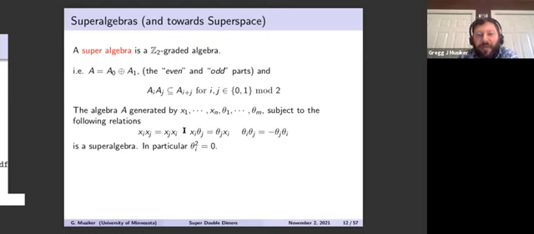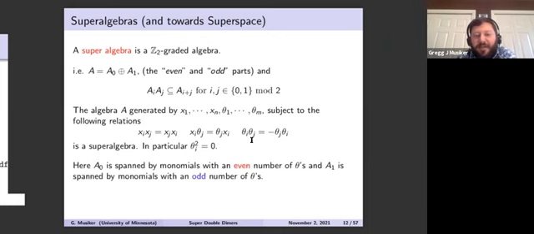So in particular, if I let the x_i's be even parts and the theta_i's be odd parts, we get that x_i x_j is still x_j x_i. Same thing for x_i theta_j, but theta_i theta_j is the negative of reversing the order. And in particular, when you write out odd elements, they have to be square free, since theta_i squared is always 0 in a superalgebra.